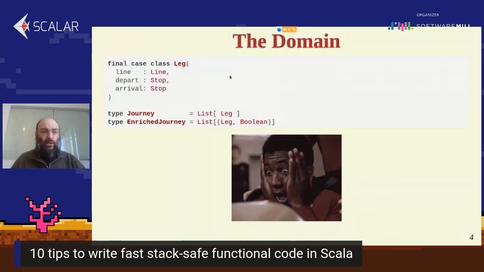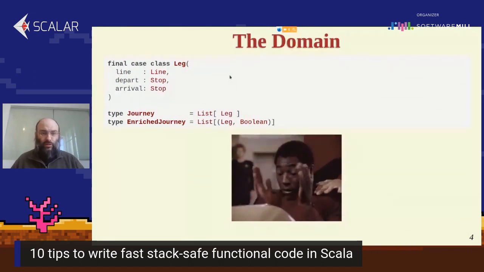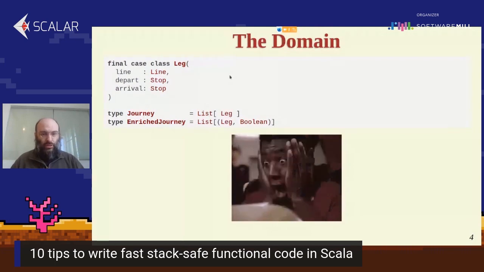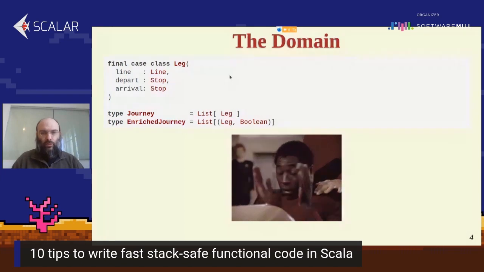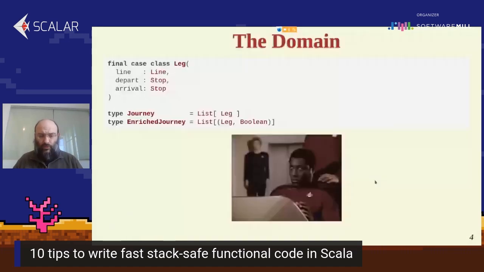We have a leg, a line going from somewhere to somewhere. A journey is a list of legs, and we want to enrich the journey with a Boolean saying whether or not each leg is perturbed. What you see on the right, if you see my mouse, this is a leg, and this is a journey from A, B to C with line 4 and line 5. And this is a perturbed journey where the Boolean here says false. 4 is not perturbed, but 5 is. And so this is the domain.